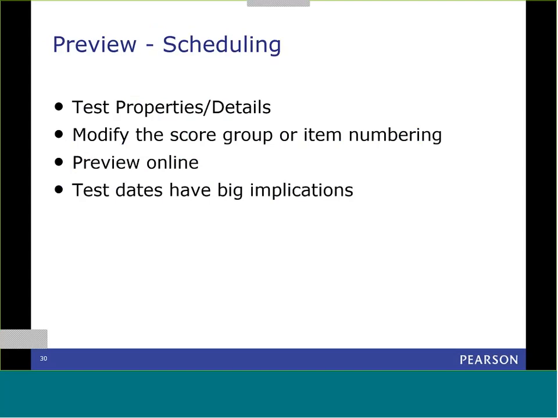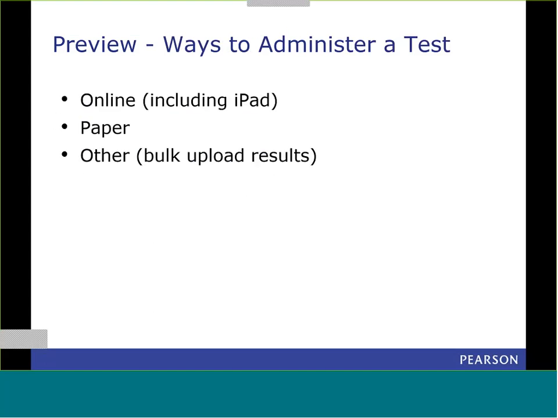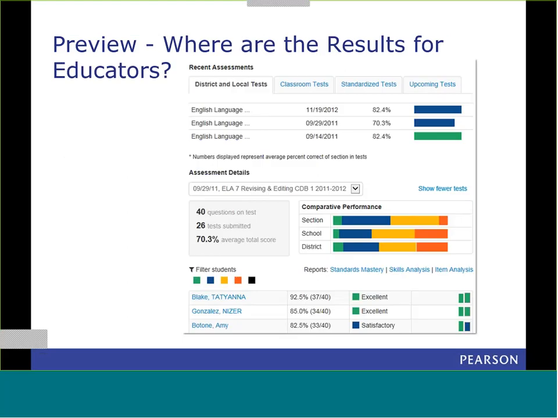So when we go into part 2 of the webinar, it'll be on scheduling. We're going to go over the test properties and details. We're going to modify the score group or item numbering. We're going to make sure we preview it online. We're going to talk about test dates because they have big implications. Then we're also going to talk about the different ways to administer a test. You can do this online, by paper, or you can also bulk upload results.